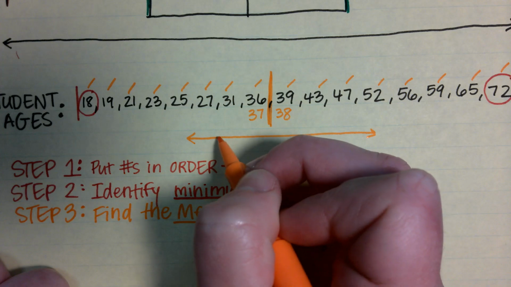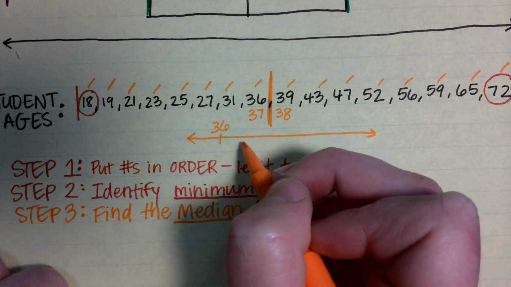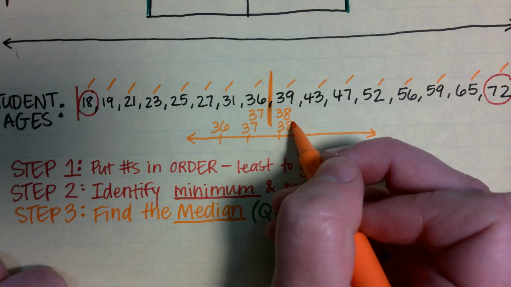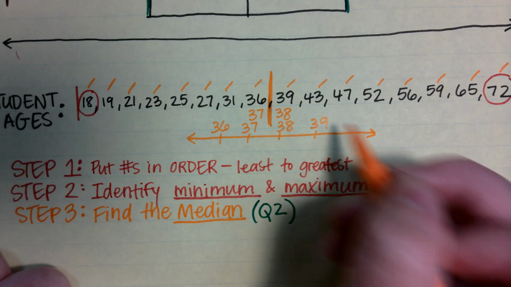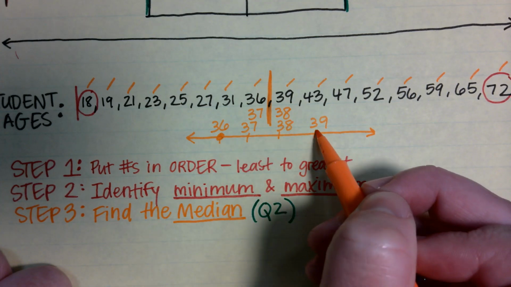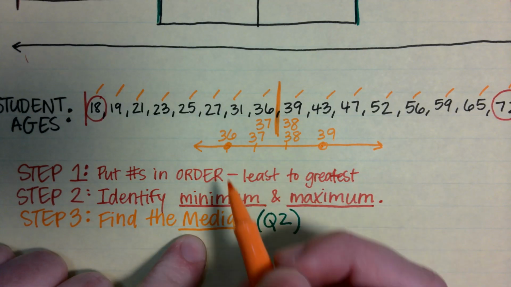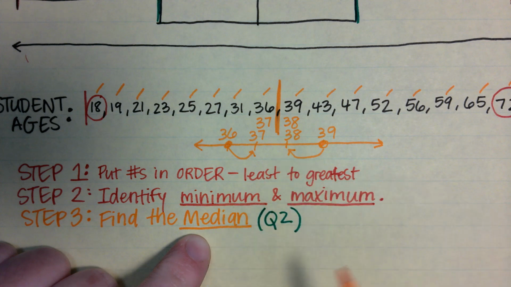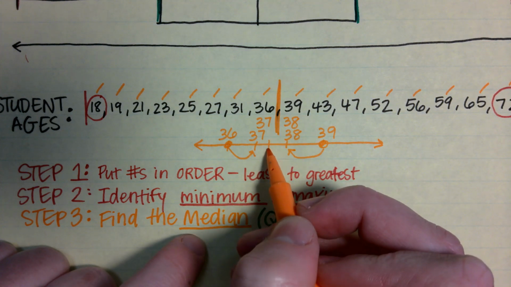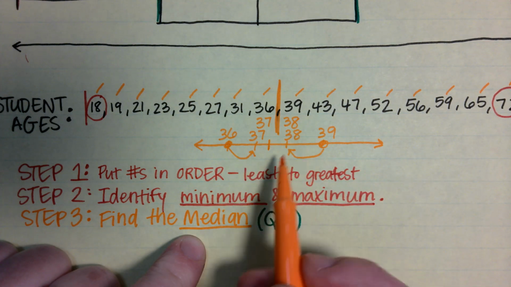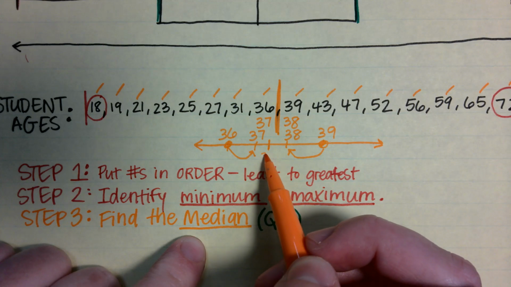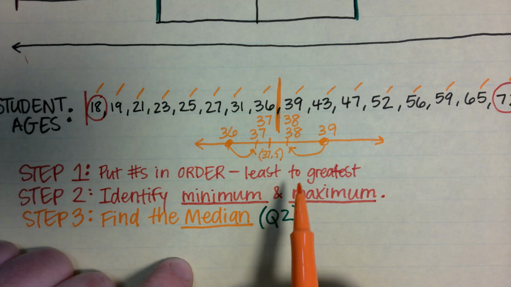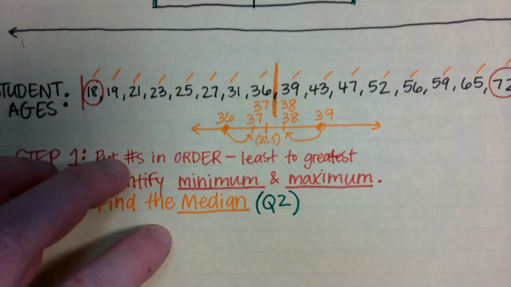Okay, so I've got 36, 37, 38, 39. This was the 2 points we had, these two. So let's keep looking for what's next in the middle. We moved in 1, and it looks like we're going to land right in between 37 and 38, which is 37.5. You're allowed to use halves for your median.